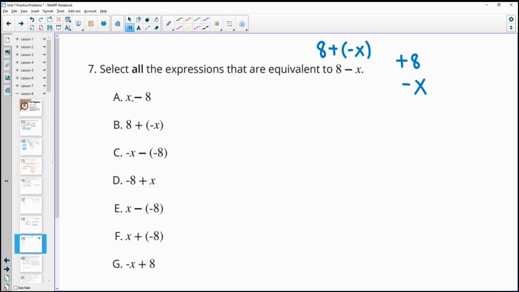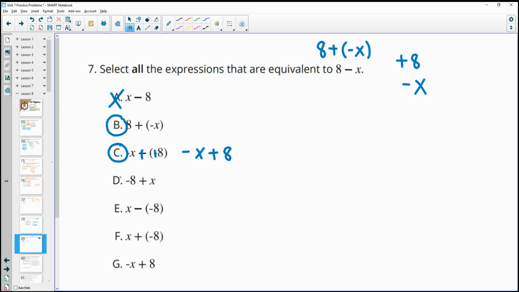So in part A, our x is positive and our 8 is negative. So that's not what we want. In part B, our 8 is positive, our x is negative. This is good. It's exactly what I just wrote right here, right? And then in C, we have a negative x, which is good. Then we have minus a negative 8x. And remember, we can change subtraction to adding the opposite. So this will simplify to negative x plus 8, which is a negative x term and a positive 8. So that one is good.